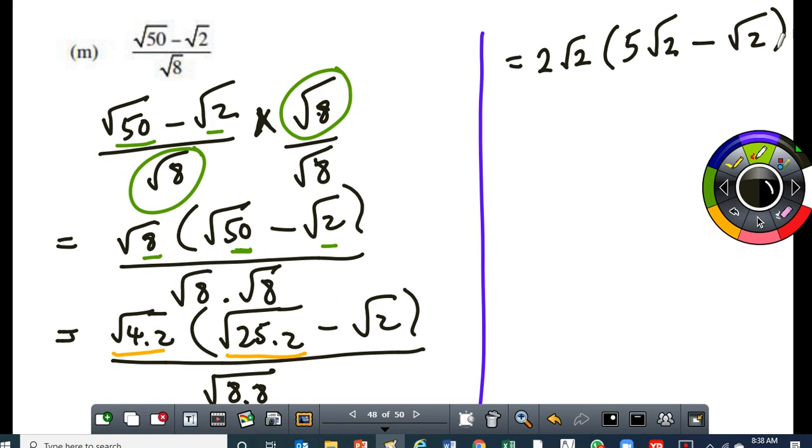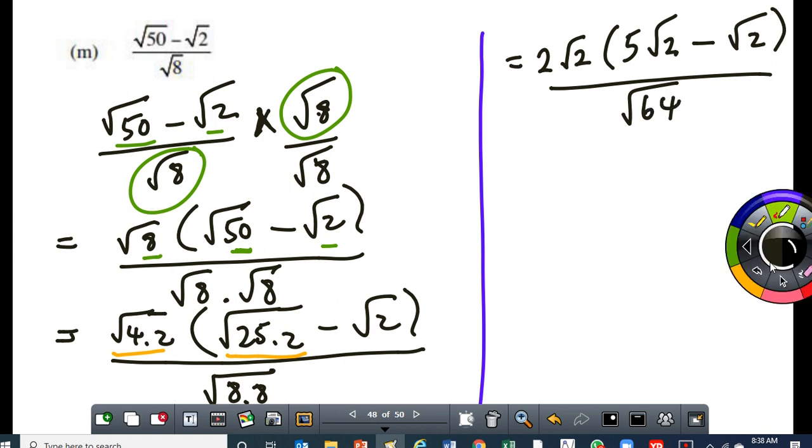This is all over... now check this. Square root of 8 times 8 gives you 64. So I can write this as square root of 64, and 64 is a perfect square. From now on, you need to know that if you have something like square root of 8 times square root of 8, the answer is going to be 8.